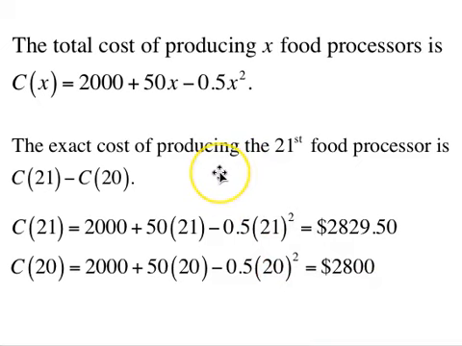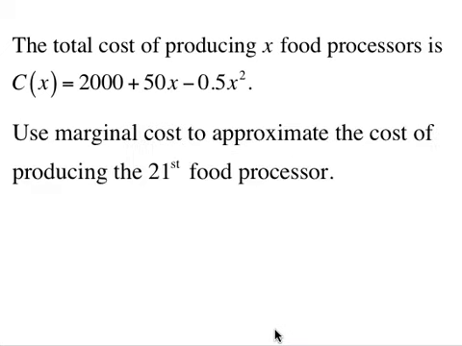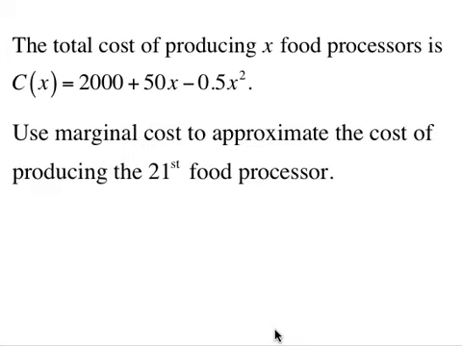So the cost of 20 is 2,000 plus 50 times 20 minus a half times 20 squared. So the additional cost of producing the 21st is the difference of those two. So C(21) minus C(20) would give us $29.50. That is the cost of producing the 21st item. We can also approximate that by looking at the marginal approach. So I want the marginal cost to approximate that cost of producing the 21st food processor. We have our exact cost. Our exact cost is $29.50.